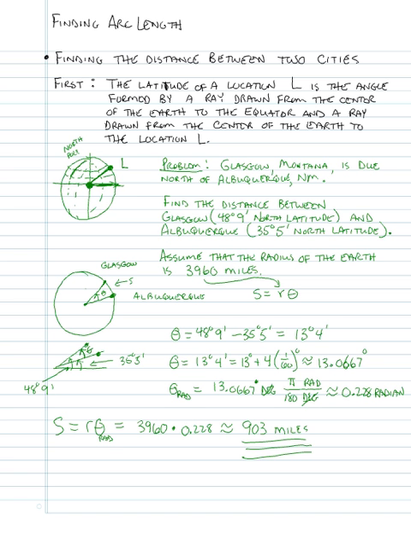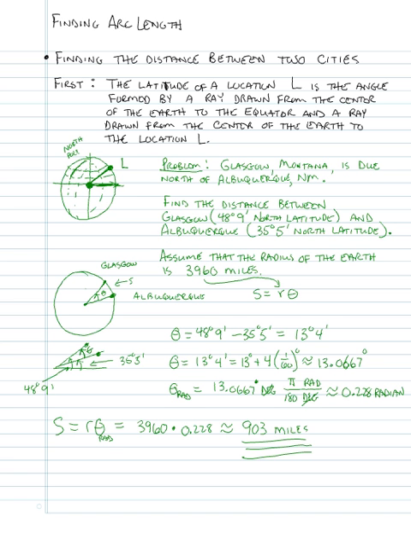Take two cities, or take two locations, where one is directly north of the other, and measure the distance between those. So this time we're measuring the arc length.